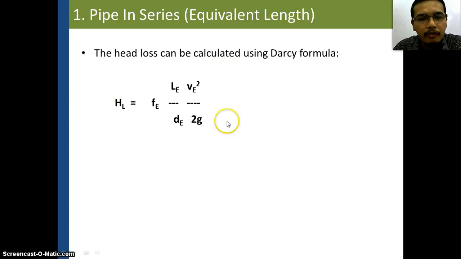Okay, last one: how to get the head loss for the new pipe. We use the Darcy formula that we covered in the last chapter. Using the new friction factor, new length, new velocity, and new diameter, we can get the new head loss. Okay, that's all for pipe in series.